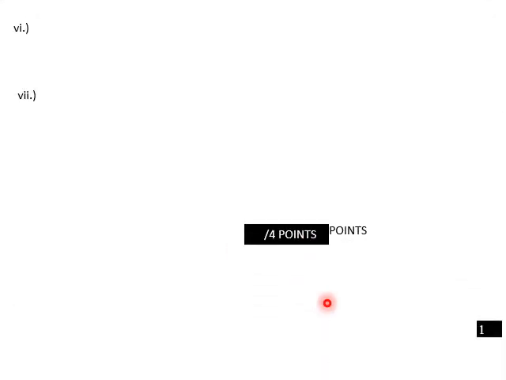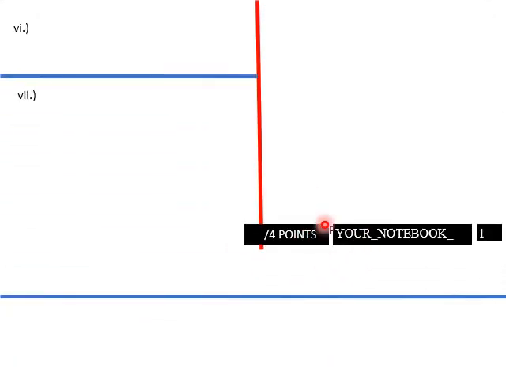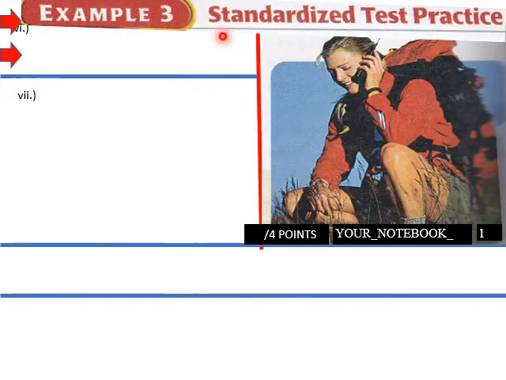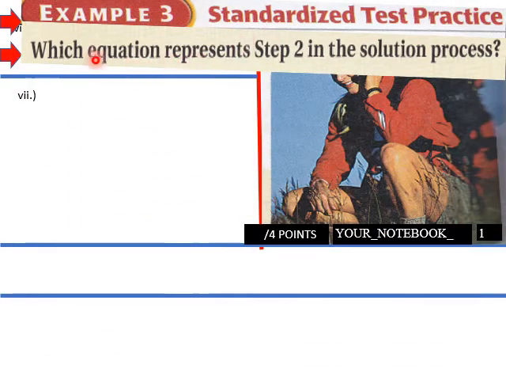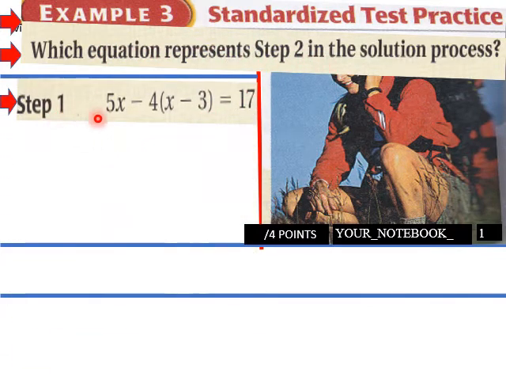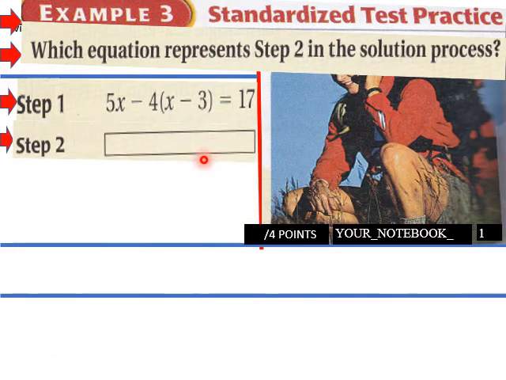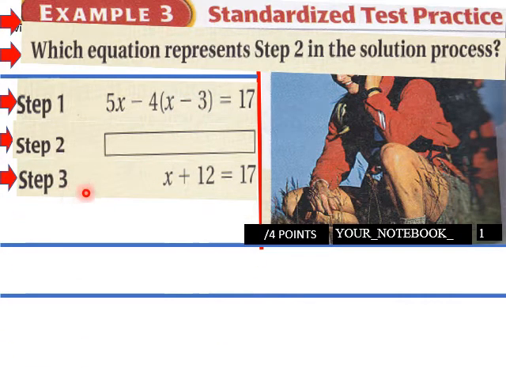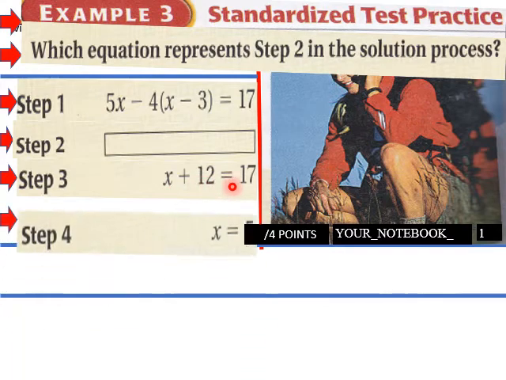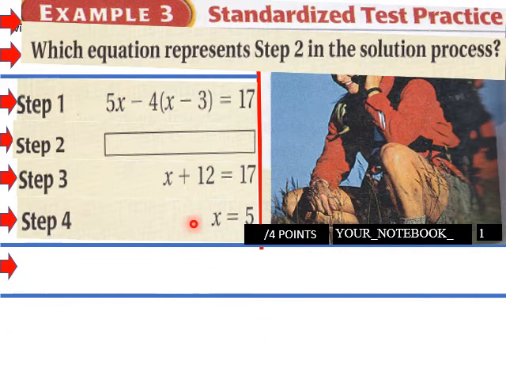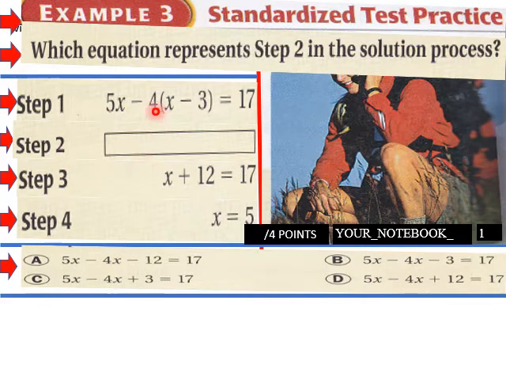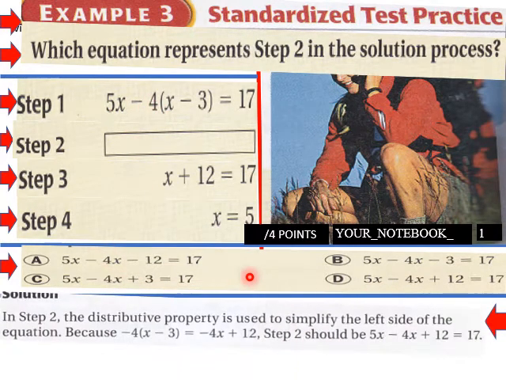On to page 1 of today's lesson, which is a notebook entry, page 1. Example 3, standardized test practice. Which equation represents step 2 in the solution process? So we have step 1, 5x minus 4 times the quantity x minus 3 equals 17. What would be step 2 is the question. Step 3, we jump to x plus 12 equals 17. And then step 4, x equals 5. So what we want to do is find step 2. And then here are your choices.